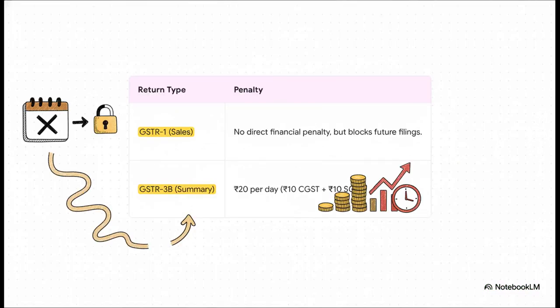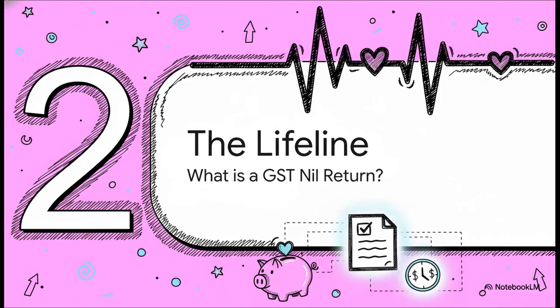Okay, so here's how it works. For your GSTR1, which is for your sales, there's no direct late fee. So you might think, no big deal, but, and this is a huge but, you literally cannot file your main summary return, the GSTR3B, until your GSTR1 is filed. And that GSTR3B has a late fee of 20 rupees for every single day of delay. It's a domino effect, and that's how a small issue can snowball into a real cost. But don't worry, it's not all doom and gloom. There is a very, very simple and official way to deal with this whole situation. Think of it as your compliance lifeline.